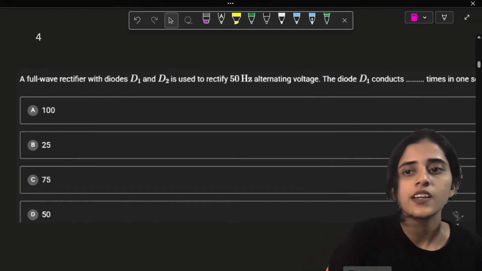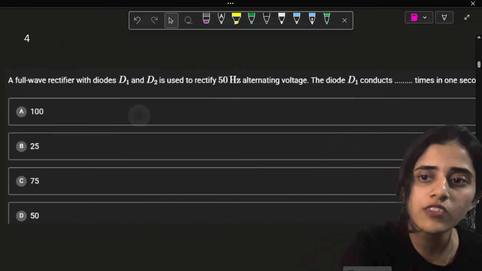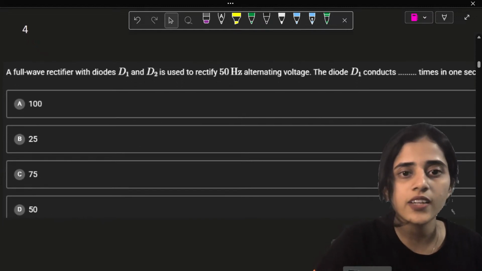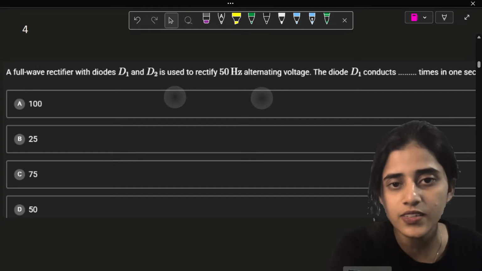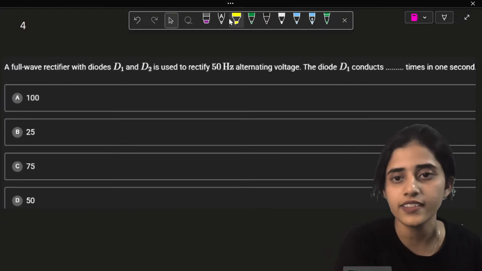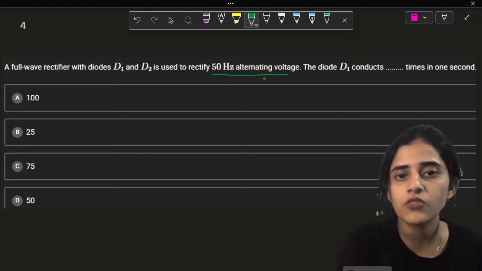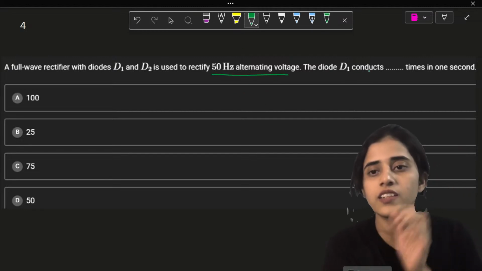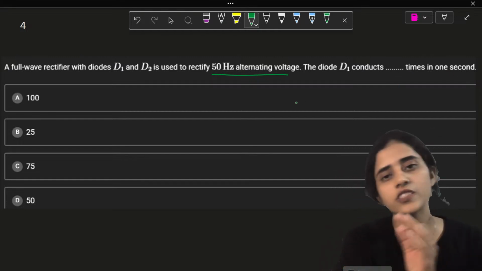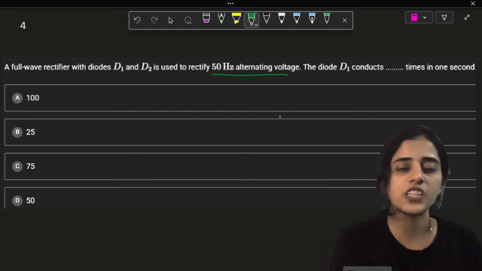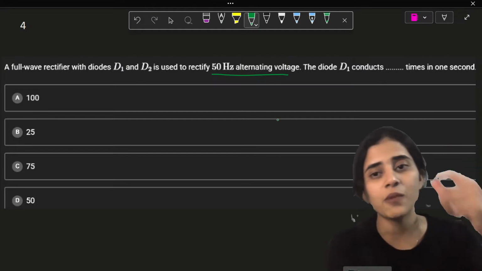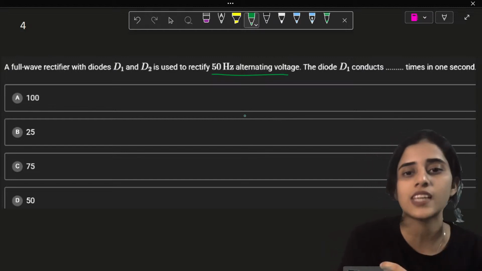Very good. Next question. A full wave rectifier with diodes D1 and D2 is used to rectify 50 Hertz alternating current. The diode D1 conducts dash times in 1 second. First thing you need to know, what is 50 Hertz? 50 Hertz is the frequency. What is the meaning of the word frequency? Frequency means number of waves passing in 1 second.